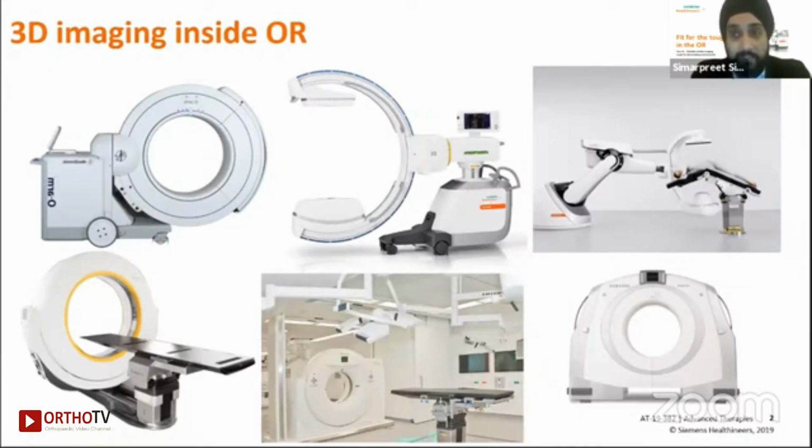As we all know, there are a host of products available for 3D imaging inside the OR. Most of us are more familiar with the mobile C-arms for 3D as well as the O-arms for 3D. There are a host of intraoperative CT scanners now available. Many of them are mobile, as well as a system that comes on a sliding gantry CT. So you don't have to use the CT inside the OR at all times.